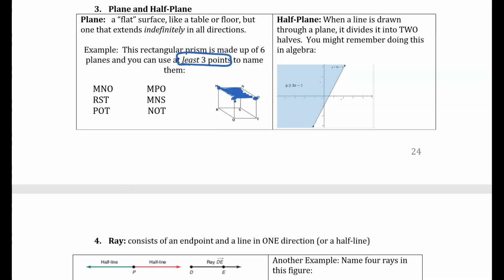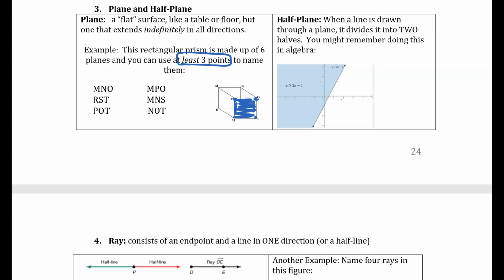I could also use MNO. Well, you know what, let me erase this so I can see. MPON. I could say plane MPON, and that also refers to the top of the box. So at least 3 points. You could use more if you would like. So the list here is just the different planes that are part of the box. So MNO, that refers to the top. RST, that would be the bottom of the box. POT would be the side. And so you got an idea there.